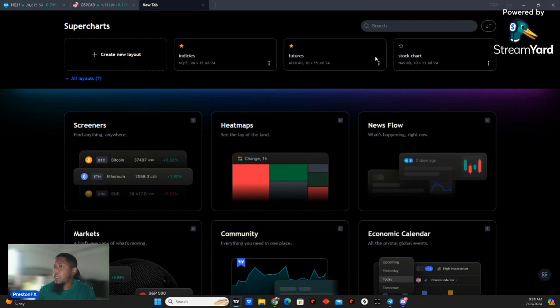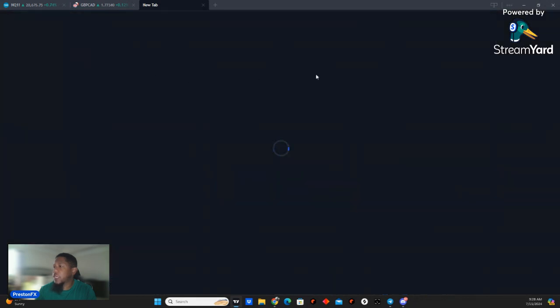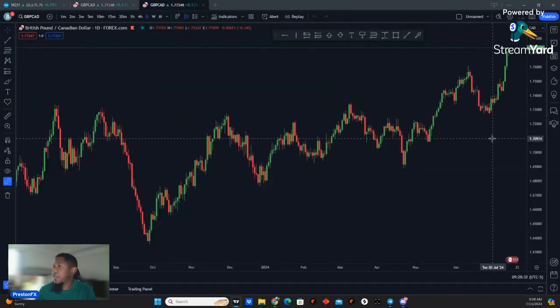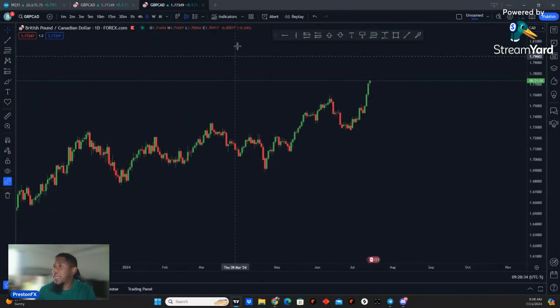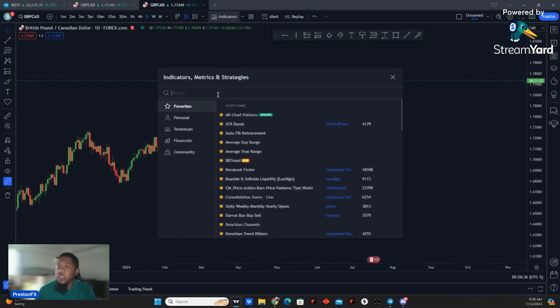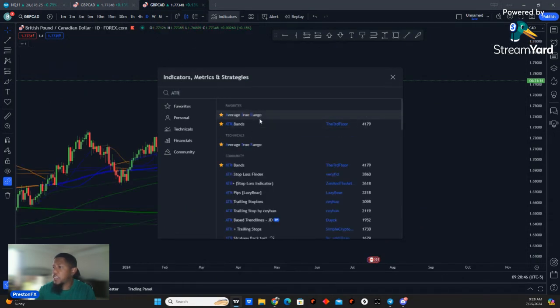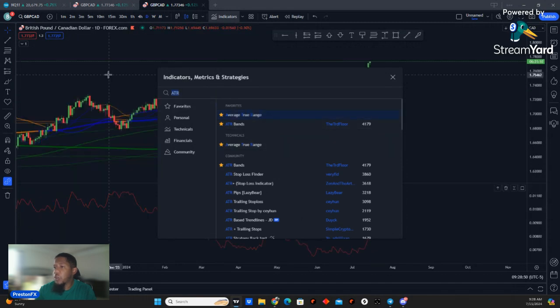All right. Let's just look at a new layout. And let's go to GBP CAD. We're going to go to indicators. We're going to go to the SMA. Type in SMA and look at simple moving averages. And then we're going to go to ATR, average true range. All right, we're going to go from there.